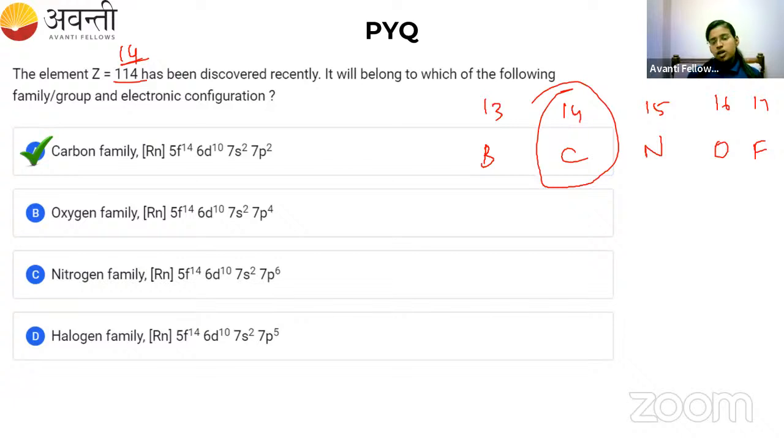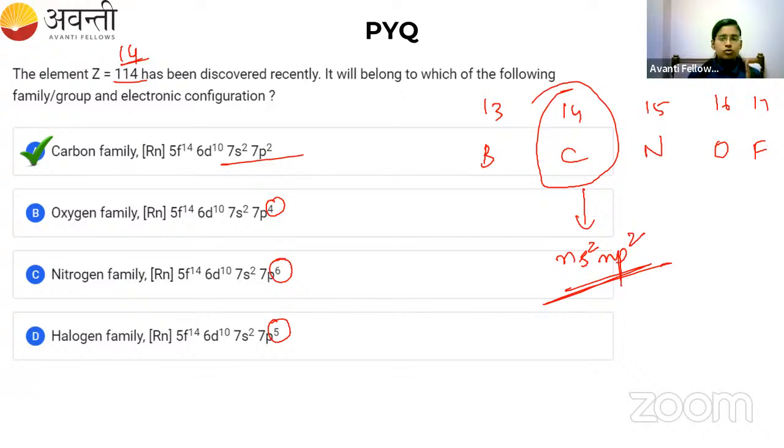So the carbon family, and the electronic configuration will be ns2 np2, right? I told you, no? So it will be 7s2 7p2. All the others have a different number of electrons in the p orbital. So all of you should memorize the first 30 elements, atomic numbers from 1 to 30, starting from hydrogen and ending with zinc. Then only can you answer such easy questions without wasting much time. Clear?